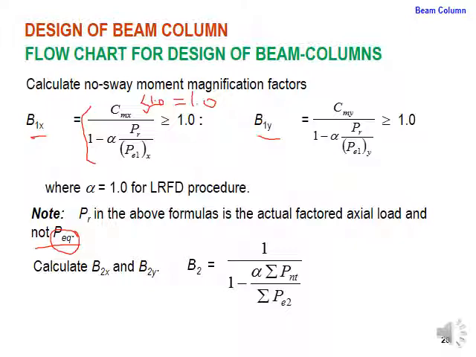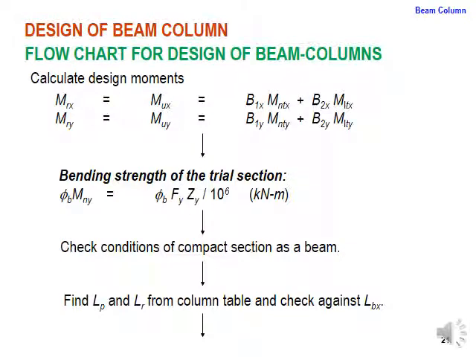Calculate B2 and B2Y for sway cases. So you already have the formula with you. We have discussed this formula earlier. Once multipliers are with you, you can get MRX and MRY separately, that will be equivalent to MUX and MUY. So you have the no sway multiplier for the no sway moments, and the sway multiplier for the sway moments. Similarly in the Y direction.